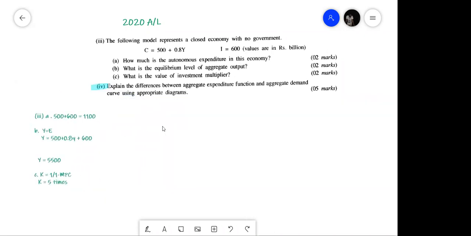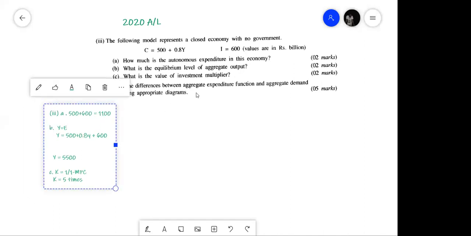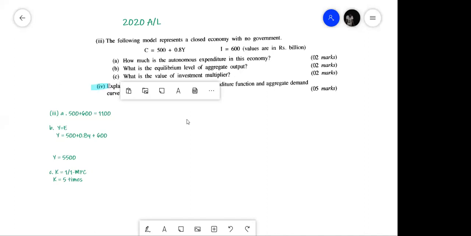Now they're asking for this one. This is the new addition here. Explain the difference between the aggregate expenditure function and the aggregate demand function. You will wonder, aggregate demand is also C plus I plus G plus NX, and aggregate expenditure is also C plus I plus G plus NX. Is this the same thing? The components might look the same, but there is a technical difference.